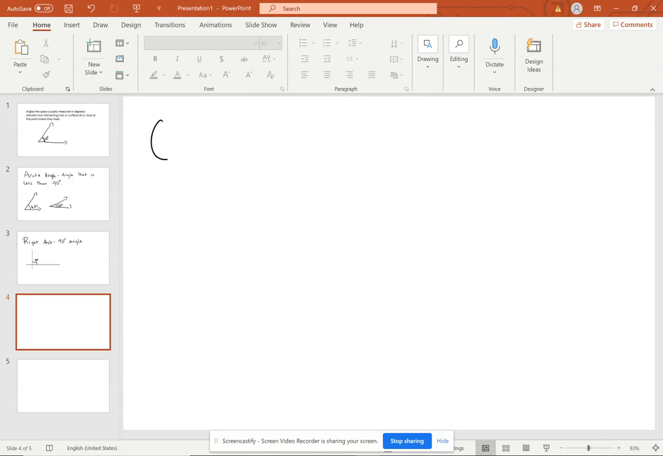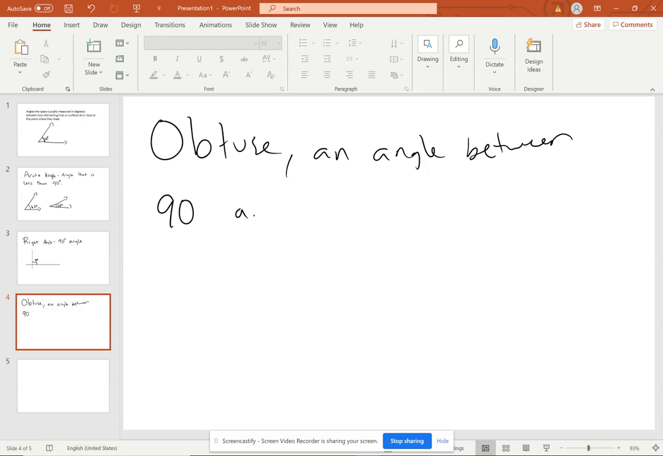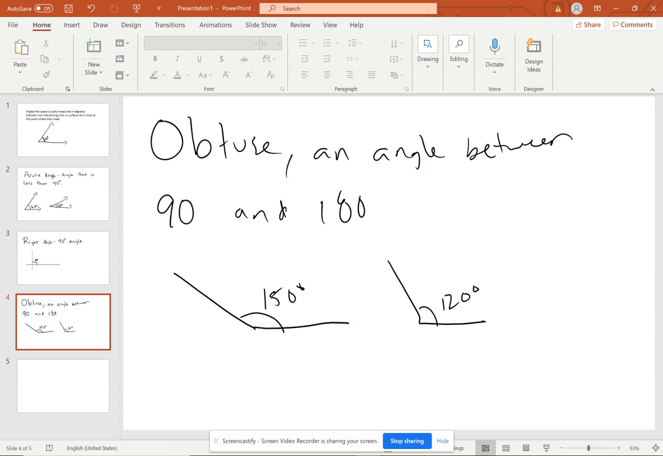The next is obtuse, and that is an angle between 90 and 180. So it's wider than 90 degrees. So it would look something like this. So let's say this is 150 degrees. This would be about 120 degrees. Those are examples of obtuse angles between 90 and 180 degrees.